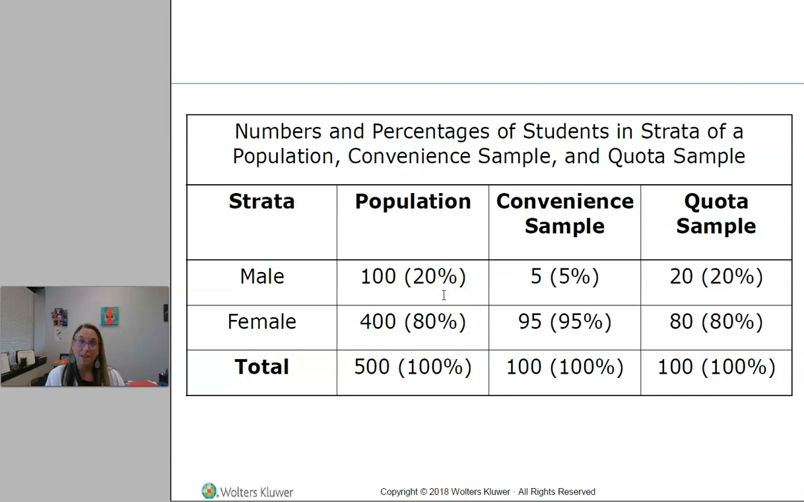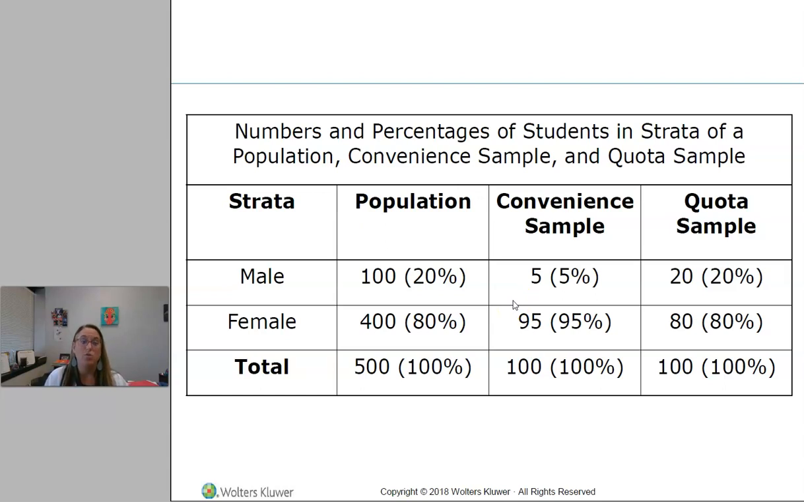So out of convenience, if I just went to those specific endocrinologists that I know and looked at their patients, maybe the only people who get back with me would be 95% female and 5% male. We've got major issues there because we've severely underrepresented our males. And so we're not going to get good data that looks like the population.